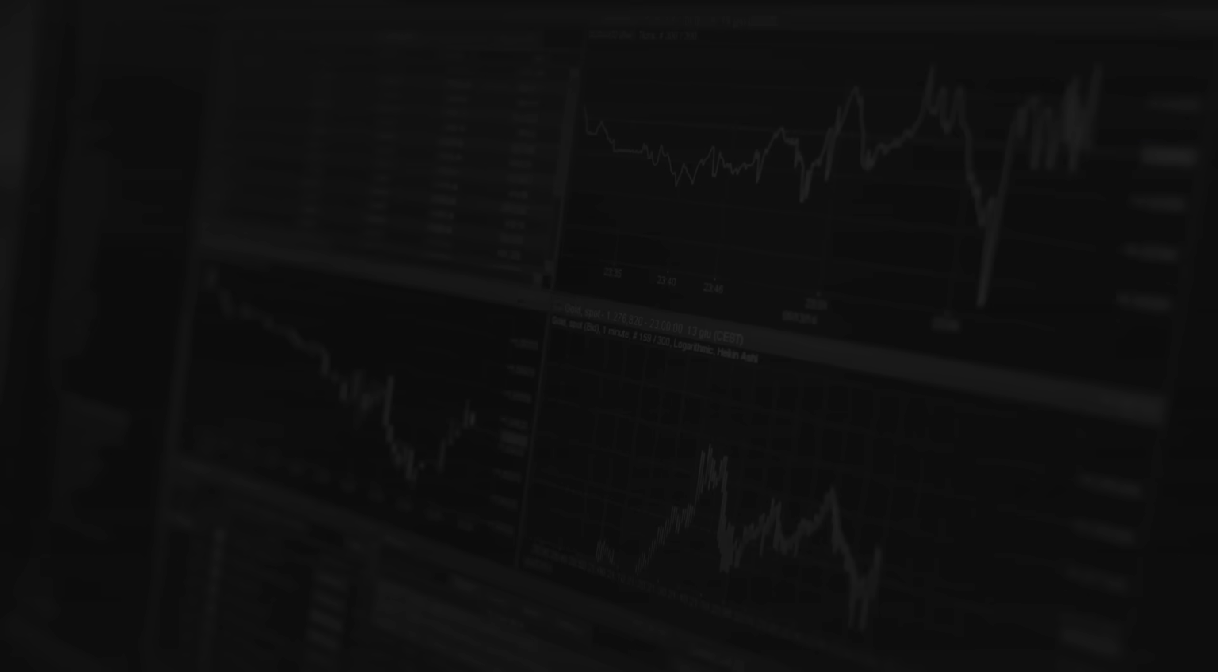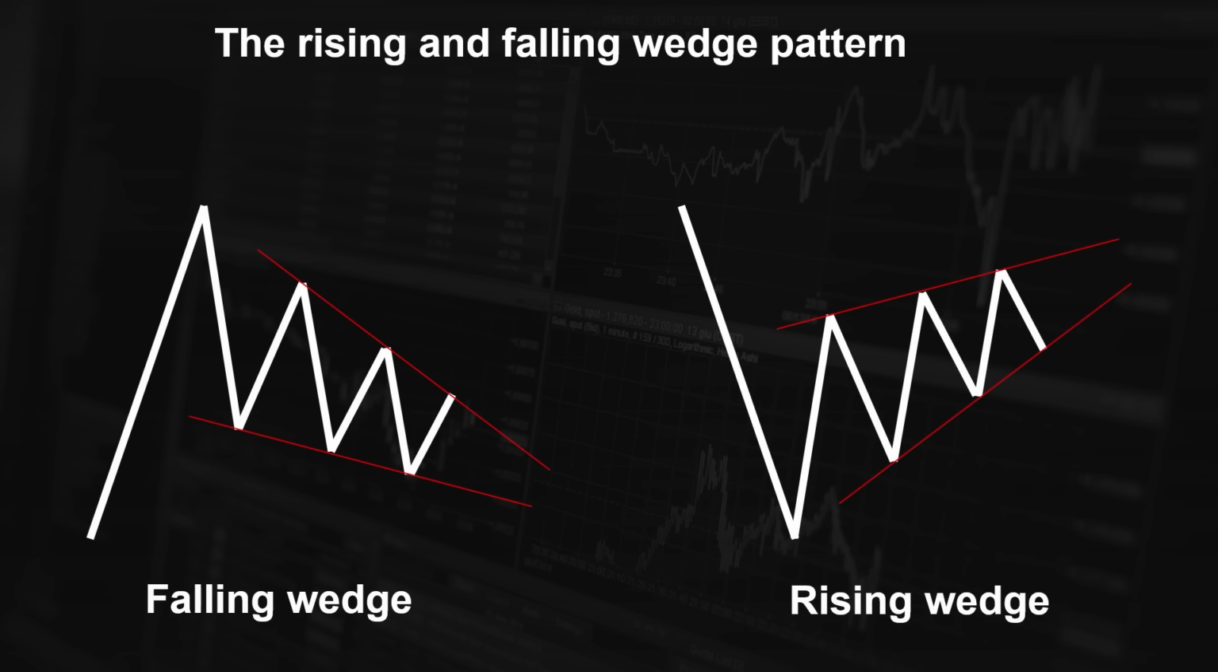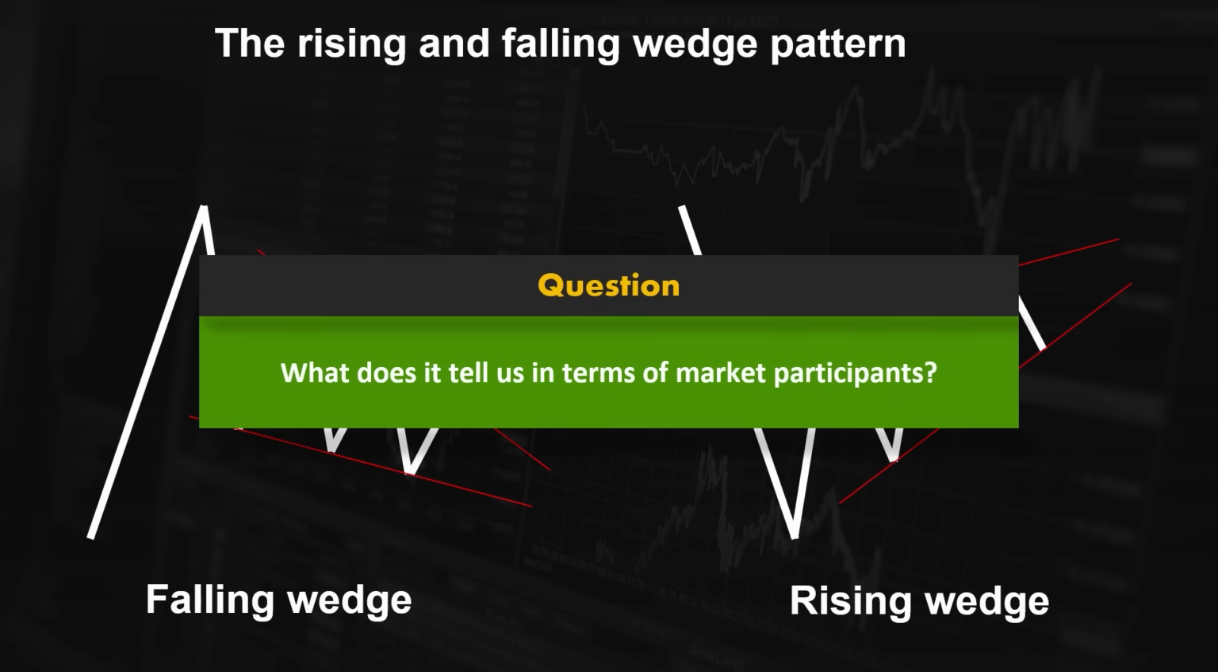Let's start with the first one, the rising and falling wedge pattern. A wedge pattern is a period of consolidation where the price forms a condensing structure that feels trapped inside two trend lines. Now, what does it tell us in terms of market participants?